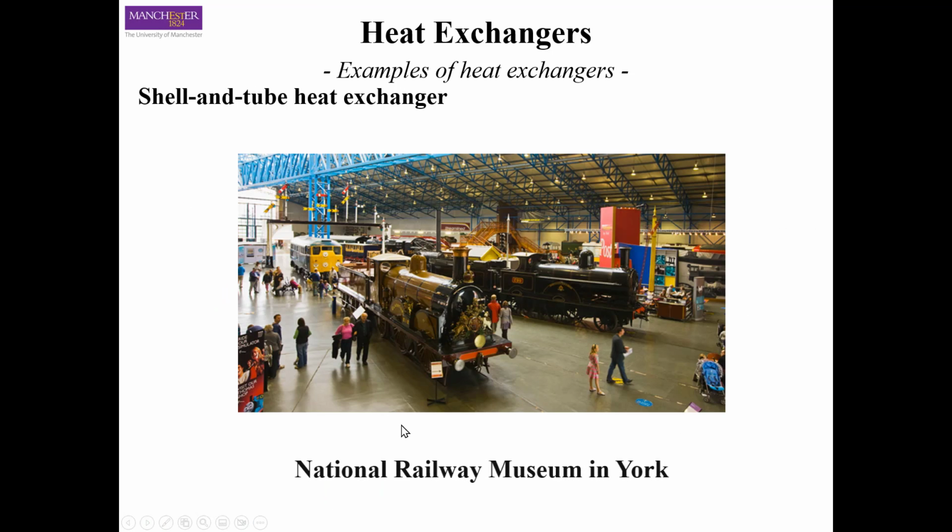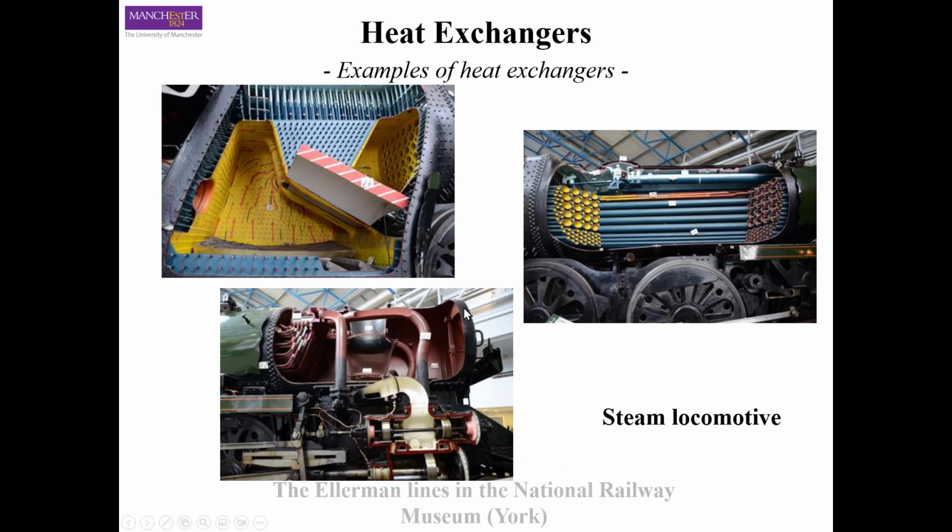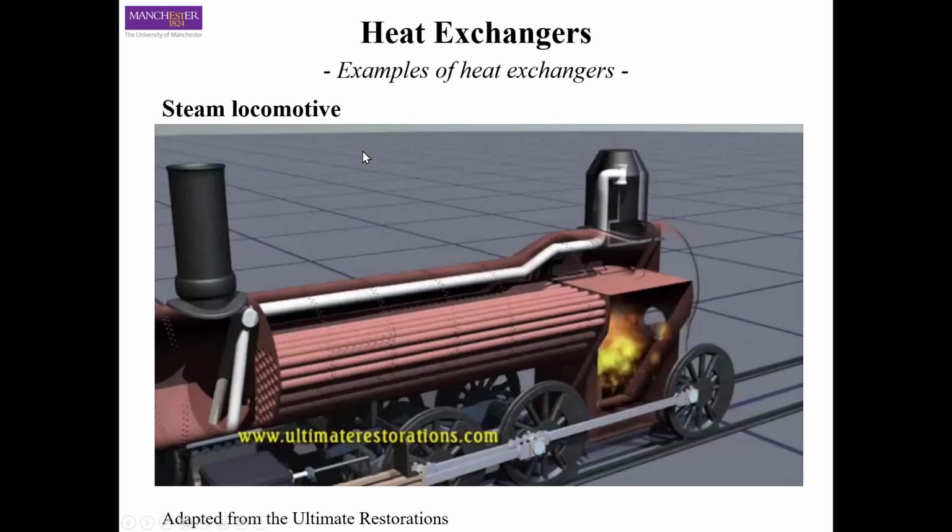Here, for example, we have a shell and tube heat exchanger in a steam engine. This is from the National Railway Museum in York, where they have this steam engine. If you look inside this steam engine, you can see that you have a lot of these tubes where the water is, and then you have the shell side where the hot fluid is, which in this case is the fumes, the flames or the heat from the coal. The flames heat up these tubes, and the water inside these tubes generates steam pressure. So this is just to show you how it works in real life.